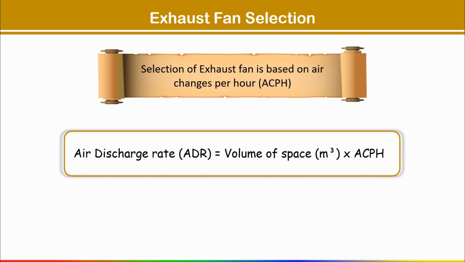ACPH means in 1 hour how many times we have to change the air. Okay, so here the first is volume of space. So this volume of space means what? Length, width and height of that space. This volume of space we will get from the architect drawing, so it is very easy to calculate.